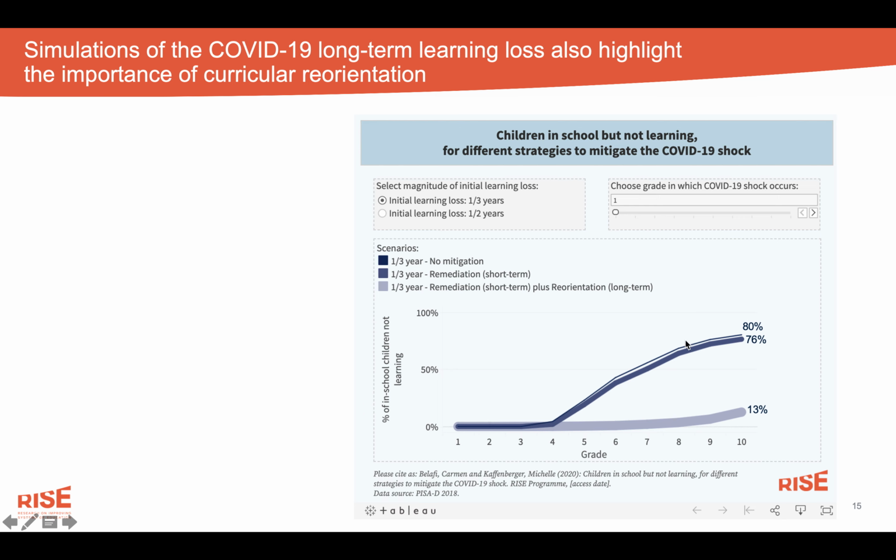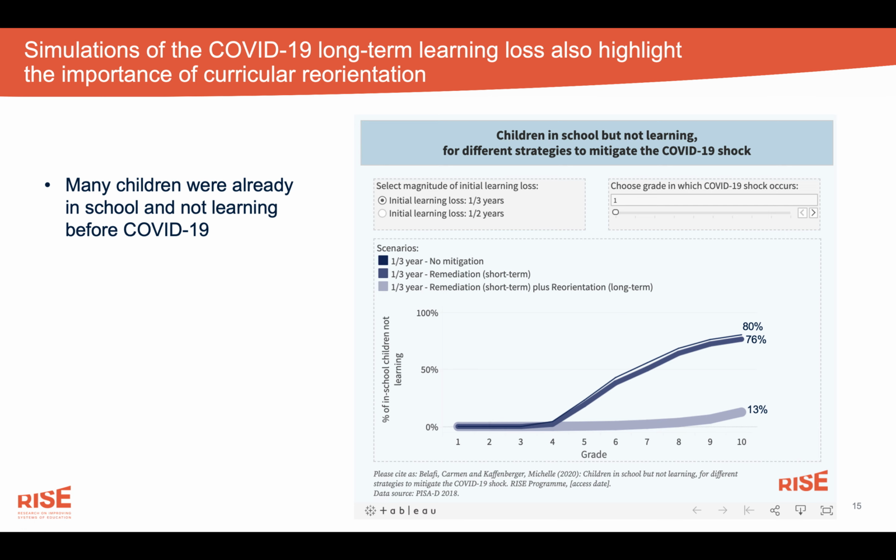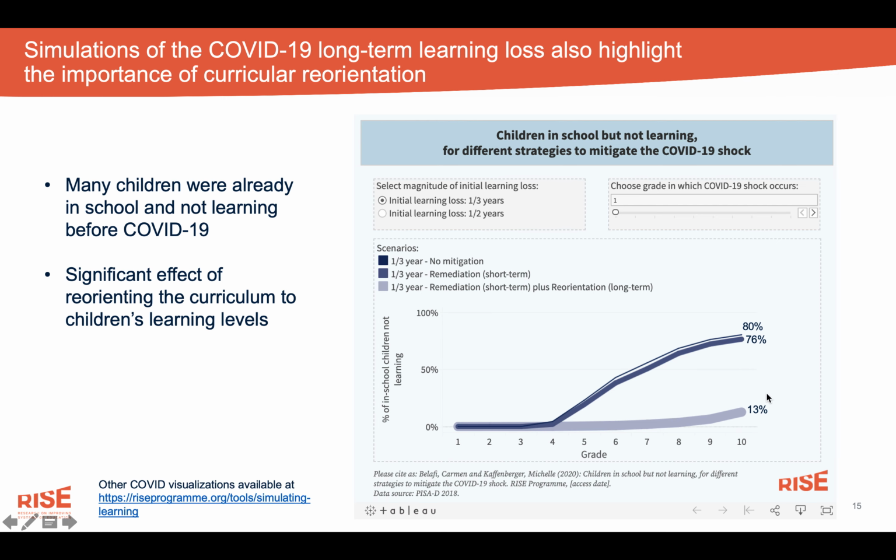And these numbers that you see here are the number of children that are in school but are not learning. So basically those children that will have fallen outside of the lower end of the PPF. And while we see here for those 2 scenarios that 3 out of 4 or even 4 out of 5 children really are in school and learning nothing, we could push this down through remediation plus reorientation of the curriculum to only 13%. And so this really highlights the importance of curricular reorientation, because this really shows to have the biggest effects on long-term learning.